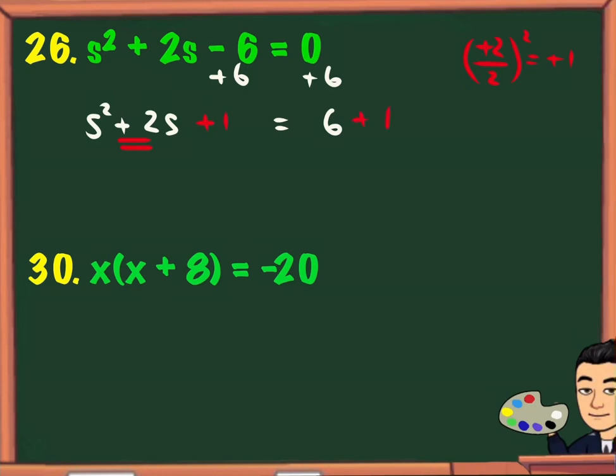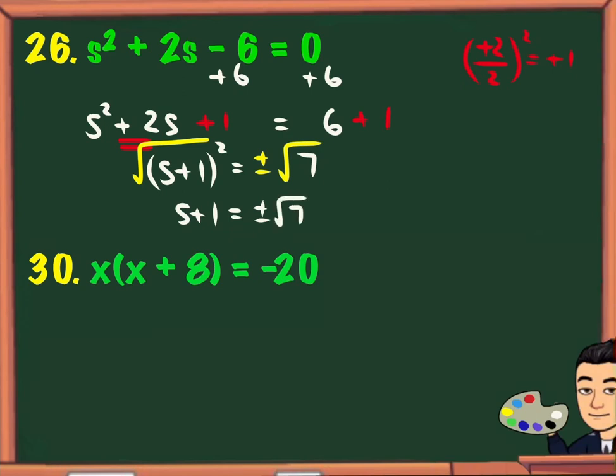So now I'm able to write this as (s plus 1) squared equals 7. If you take the square root on both sides, the square root of 7 becomes positive and negative. So s plus 1 equals plus or minus the square root of 7. Go ahead and subtract 1 on both sides. So s is going to equal plus or minus the square root of 7 minus 1, and that's your answer.